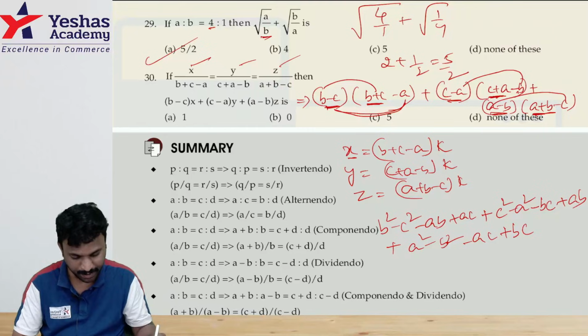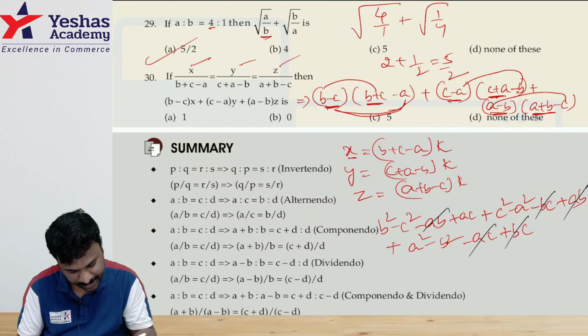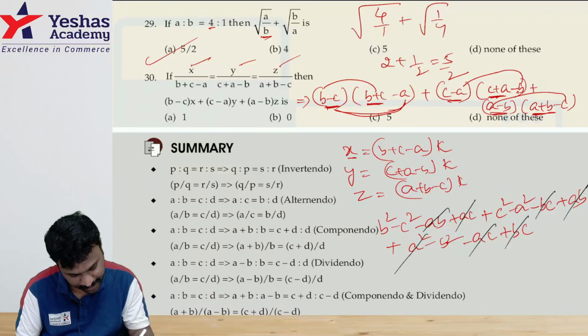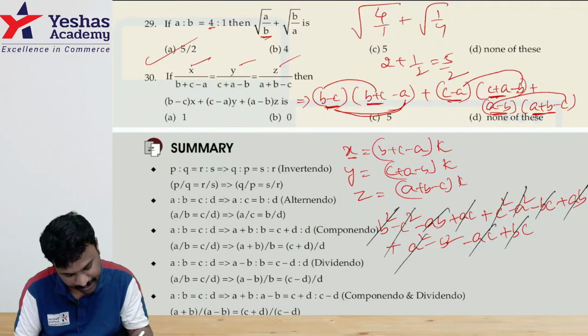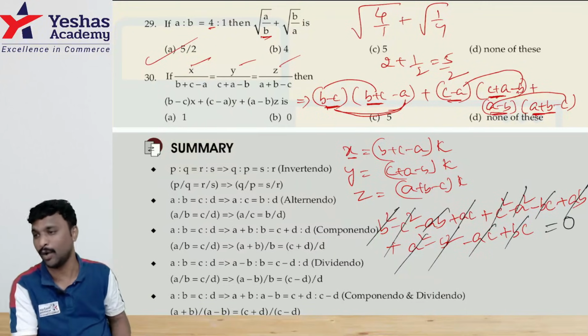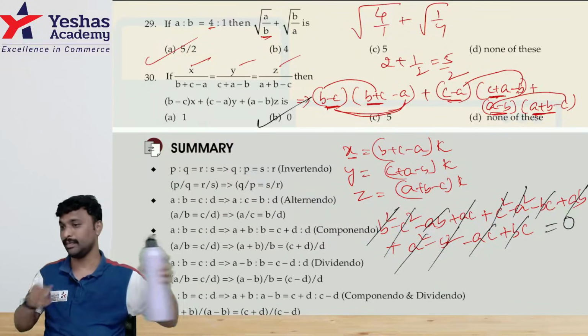As you can check here, minus ab will get cancelled with plus ab, minus bc will cancel plus bc, minus ac will cancel plus ac, and also plus a square cancels minus a square, plus c square cancels minus c square, b square cancels minus b square, and the result of this is 0. Option B is the right answer. Is it clear?